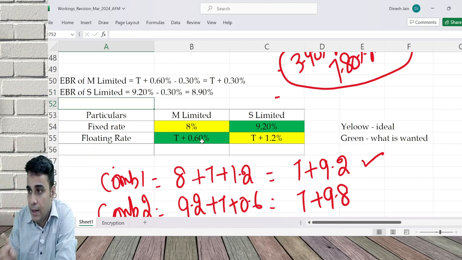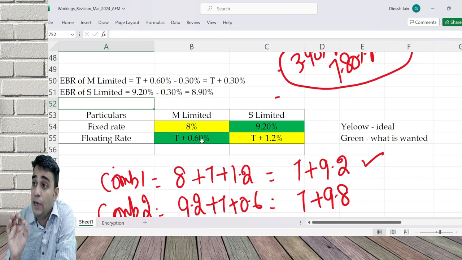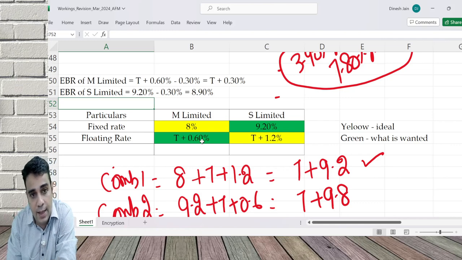Again, I'll explain. Yellow is the ideal. He is not ready to listen. Okay, let him not be ready. He says, I want the green one. If he goes ahead and borrows, he will get T plus 0.6. IRS will make it T plus 0.3. If S Limited borrows at 9.2, IRS will make it 8.9. How does it make? We'll see now.